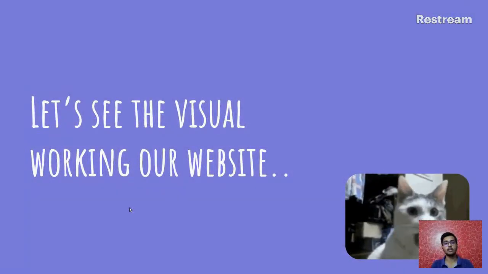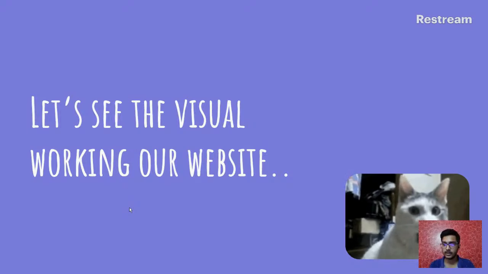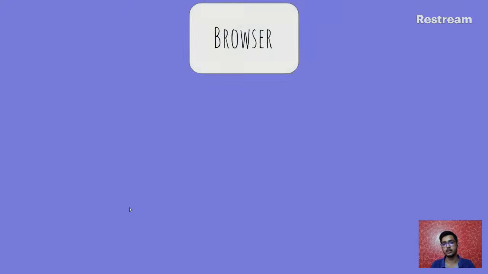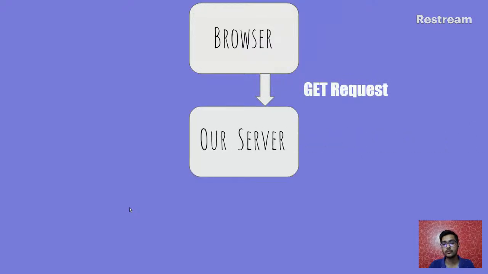Okay, now let's see the visual working of our website. When you are trying to access the weather web app, the browser will first send a GET request to our server, and this request is for the HTML, CSS, and JS files, so that the browser can render the home page. In response, our server will send the HTML, CSS and JavaScript files back to the browser so that the browser can render the page.